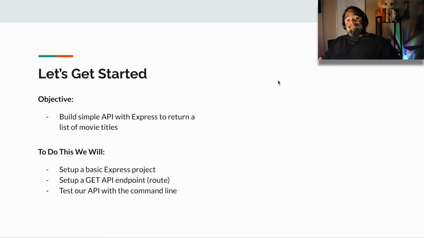Okay, so let's talk about what we're going to actually build here. We're going to build an API that returns a list of movie titles. This is going to basically be a bunch of strings in an array. To do this, we're going to set up a basic Express project. We're going to set up a GET endpoint that returns the list of movie titles. And then we're going to test this API a few different ways, actually. First using the command line, and then using Postman, a popular tool for testing APIs.